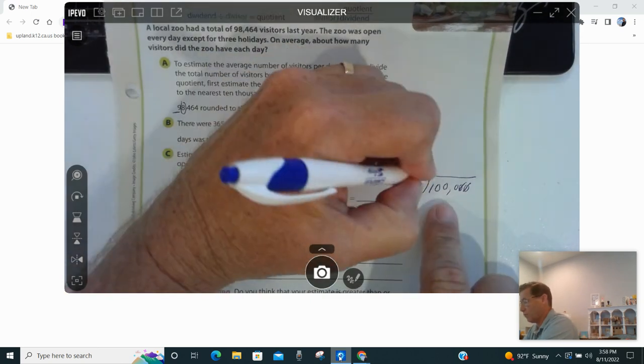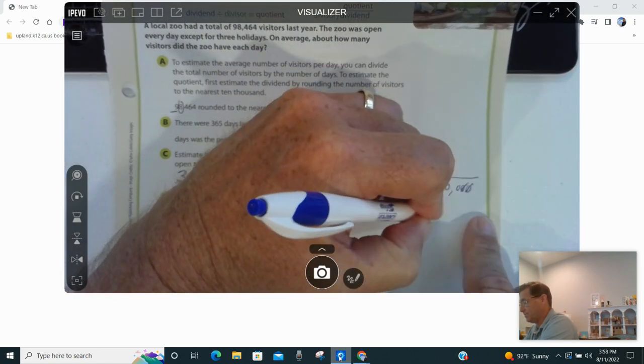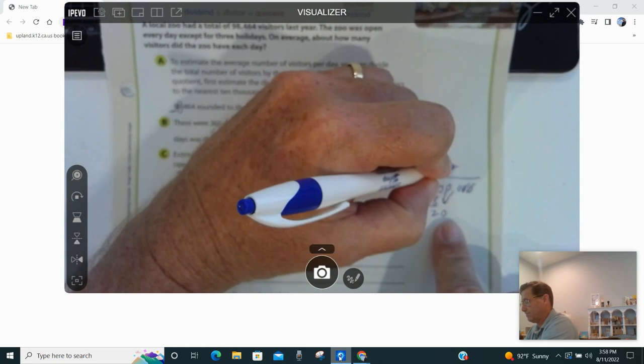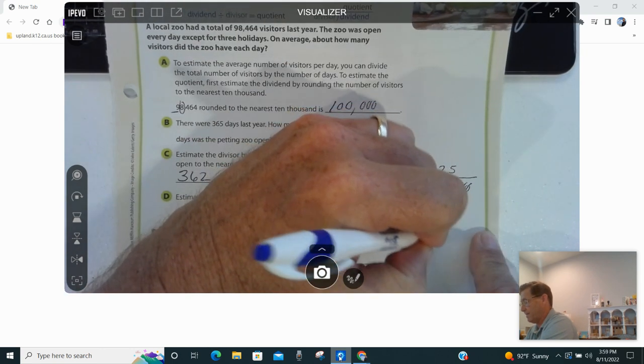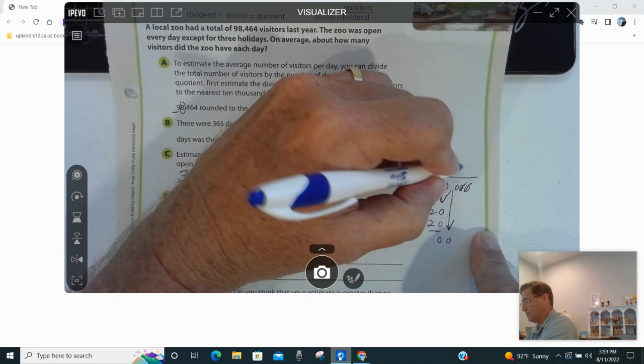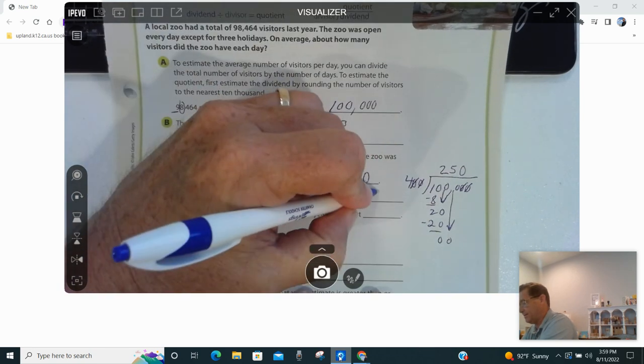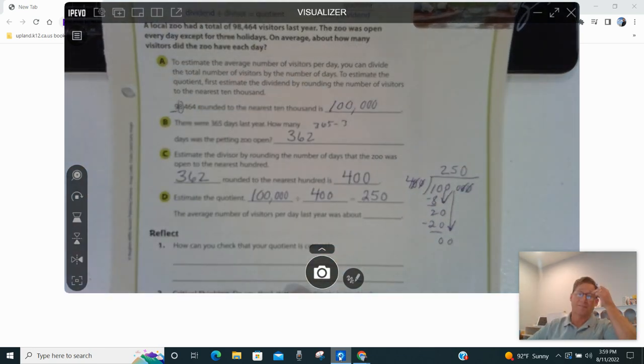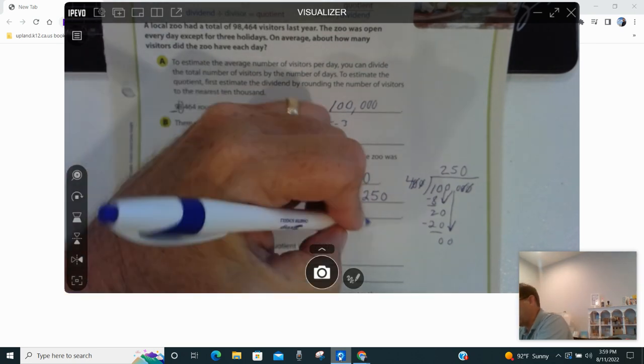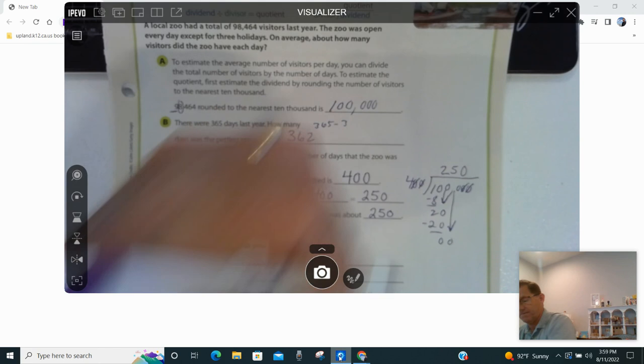So how many 4s can we take from 10? 2. Bring down the 0, 5. And bring down the last 0. So 250. So the average number of visitors per day last year was about 250.